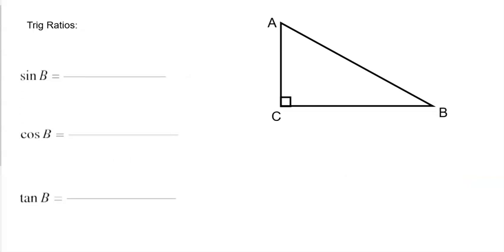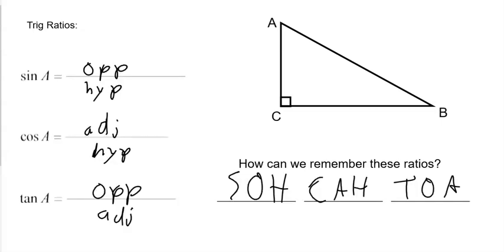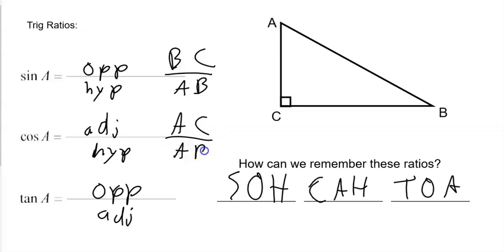So from B, same thing. It is going to be sine is opposite. Oh, let's go back actually, sorry. Let's actually label these a little bit better. So sine A. From A, opposite would be BC over hypotenuse, which is AB. Cosine from A. The adjacent side is AC. And the hypotenuse doesn't change. And for tangent, opposite of A is BC. We already said that. And we said adjacent is AC.